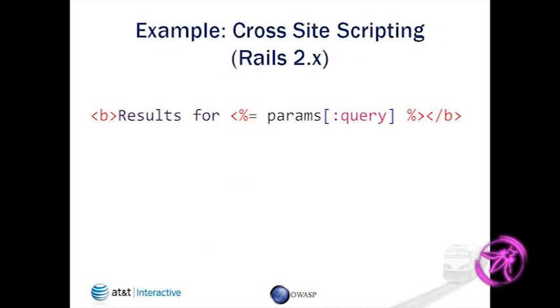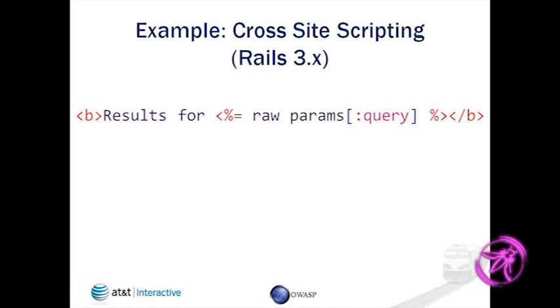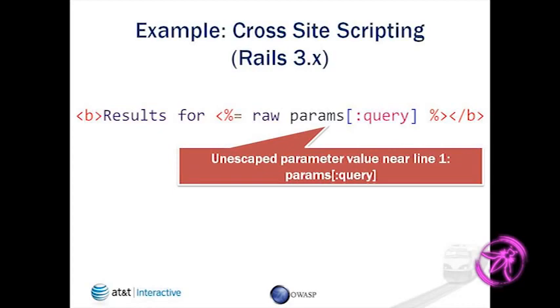So here's an example. This is a template using ERB, the default template language. Here we're saying, please put this query parameter into the page. So for Rails 2.0, this would be a cross-site scripting vulnerability. In Rails 3, they escape by default. So in Rails 3, you would actually have to do a little bit more work and say, please output this without escaping it. So if you were to run Brakeman against code like this, you would get a warning like this: an unescaped parameter value, you get the line number, and then you get the code as Brakeman would see it.